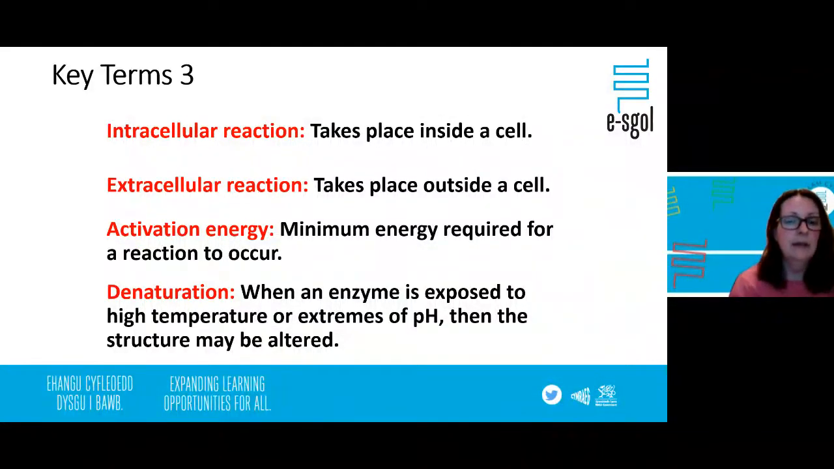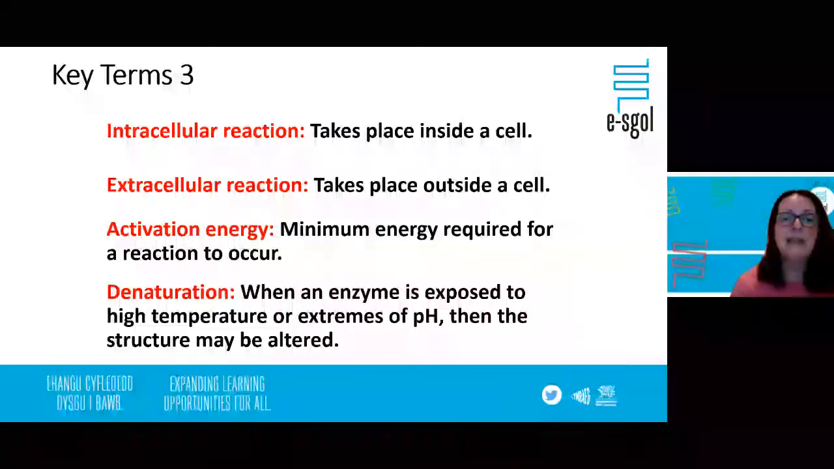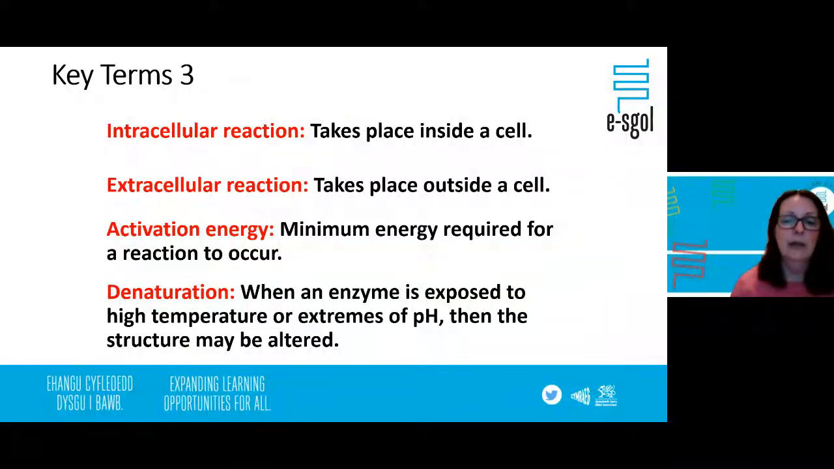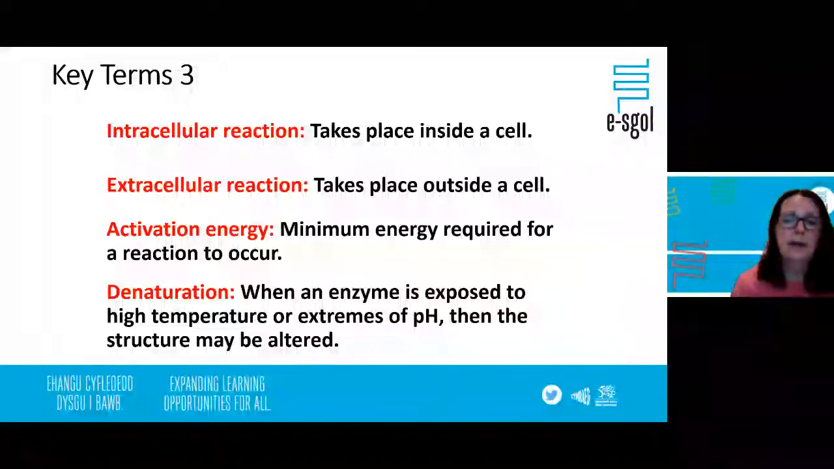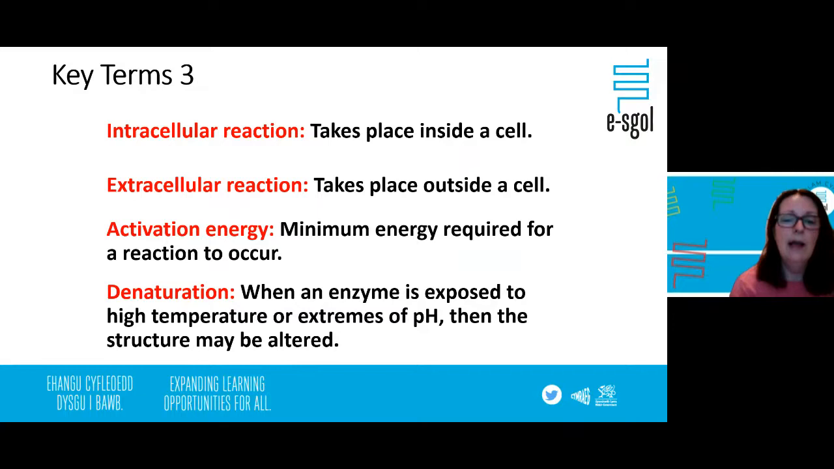And as I mentioned previously, this term denaturing or denaturation. So when an enzyme has been exposed to a change in its optimum, so either a higher temperature or an extreme of pH to what it is normally used to working at, then the structure of the active site is changed, and that means the enzyme substrate complex may no longer form.